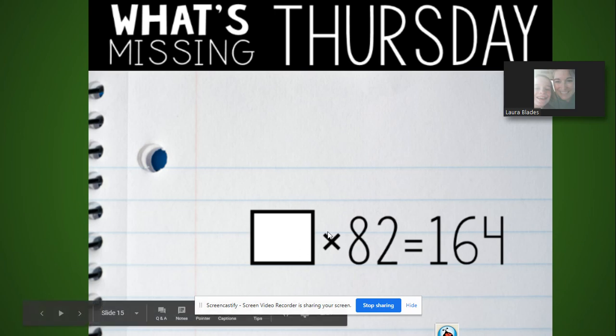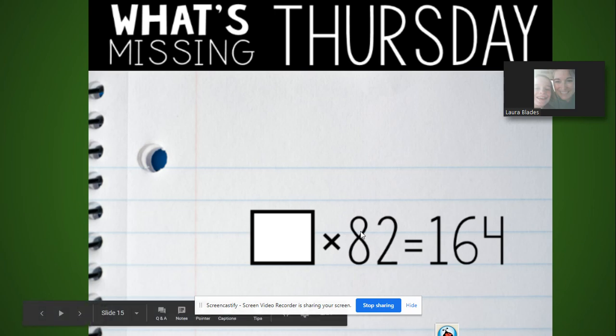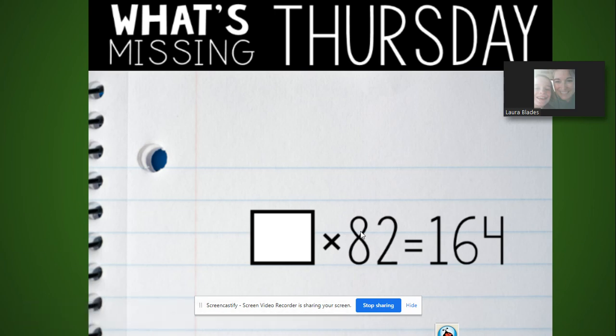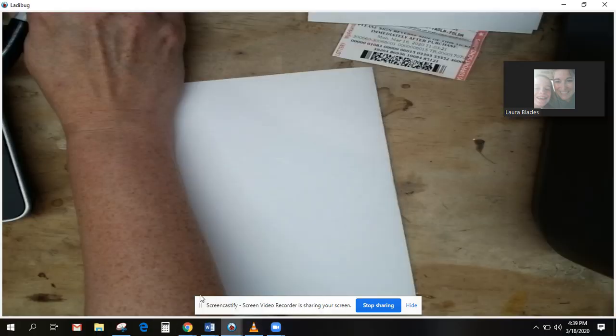So looking at our problem, we have a multiplication equation with a missing factor. So we're going to have to figure out how to find that missing factor. The students and I have worked together to help them understand that if we take the product and we divide it by one of the factors that is included, that will help us to find what the missing factor is. So let's go ahead and look at that now.